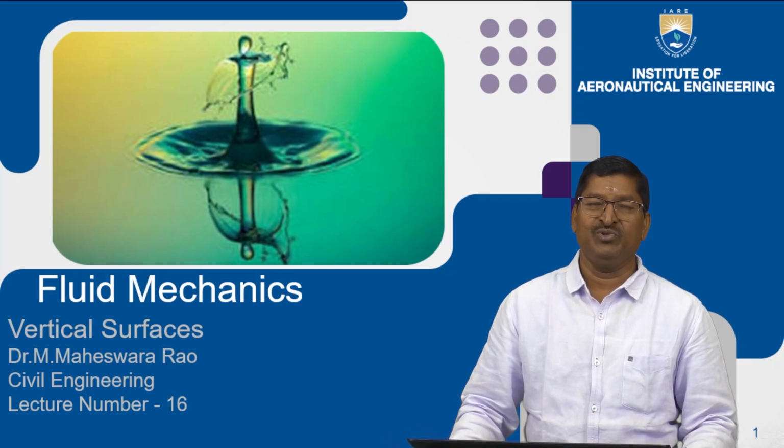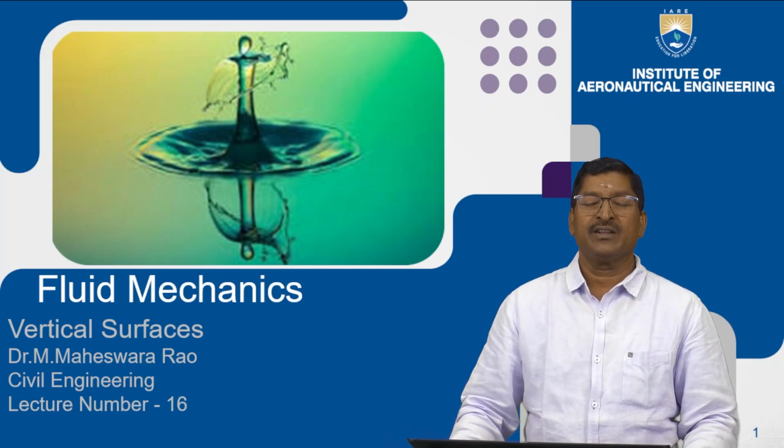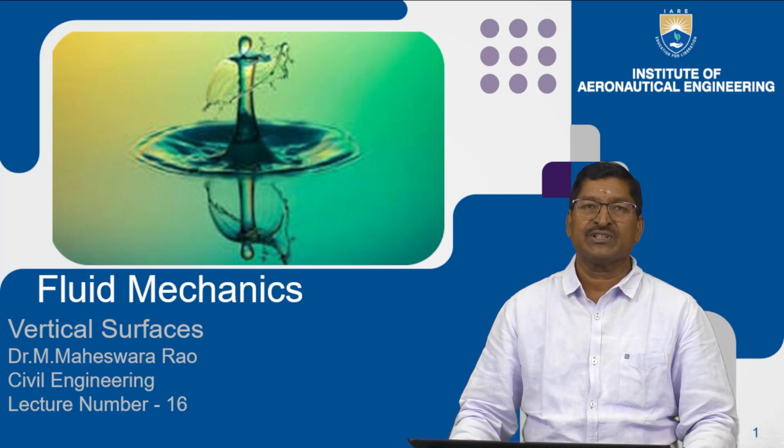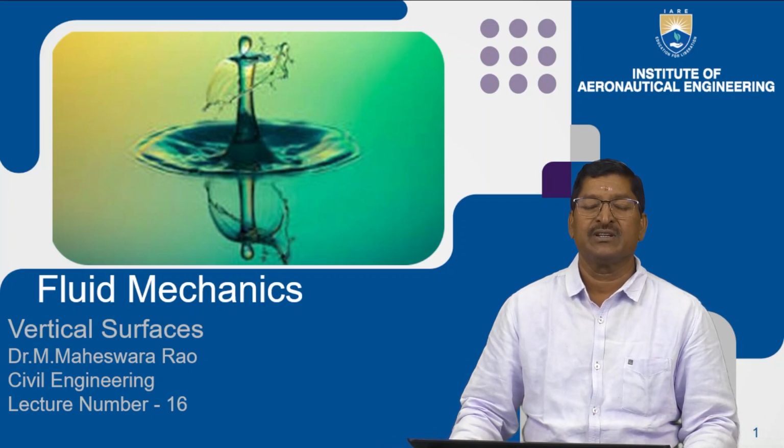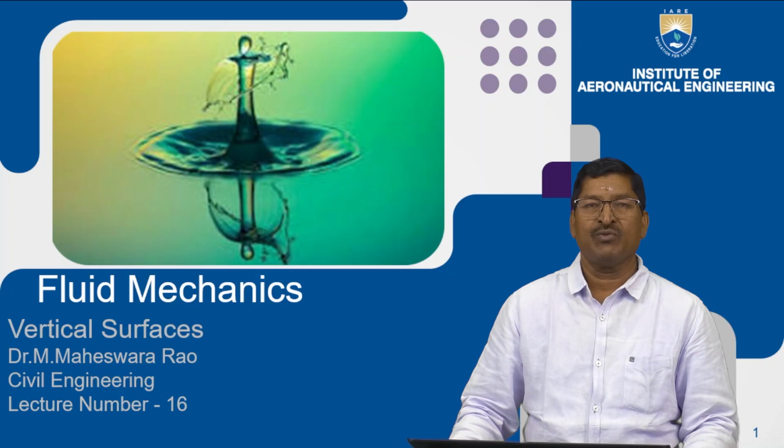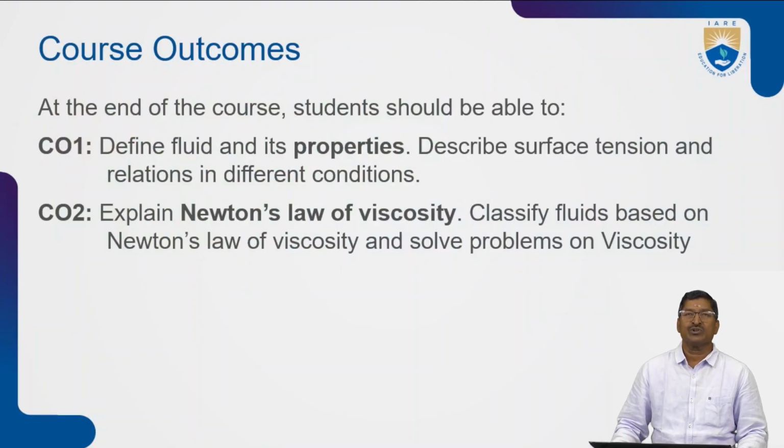So the course name is Fluid Mechanics, and the topic is pressures or forces on a vertical surface inside the water. So here are the course outcomes. That means the student will be able to solve or define the things. After this course, for course outcome 1, that is CO1, the students will be able to define the fluids and they can know the different types of fluid properties and surface tension related conditions.